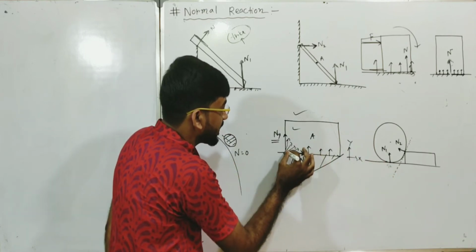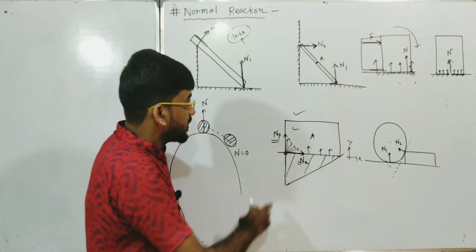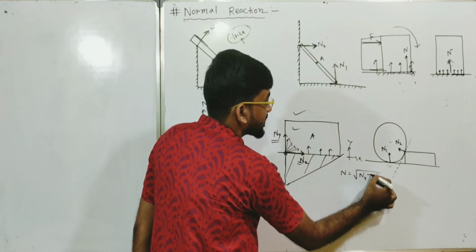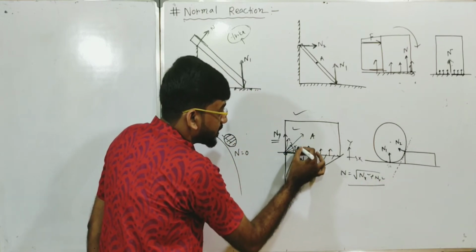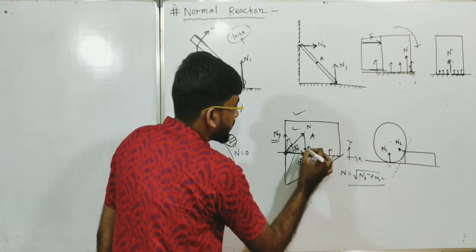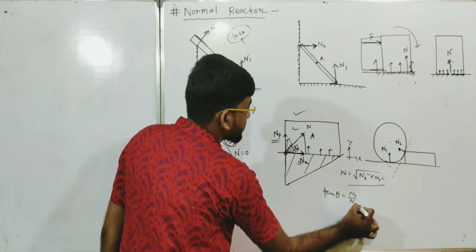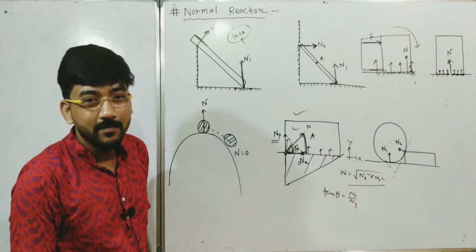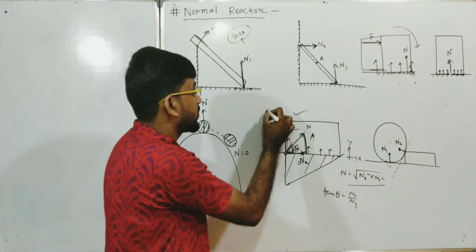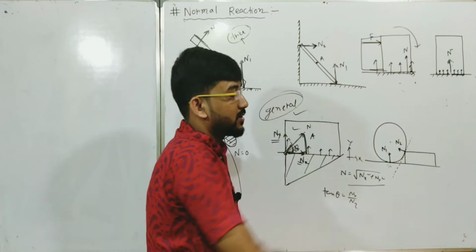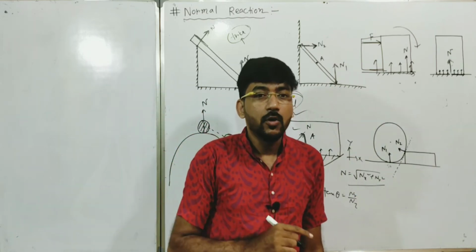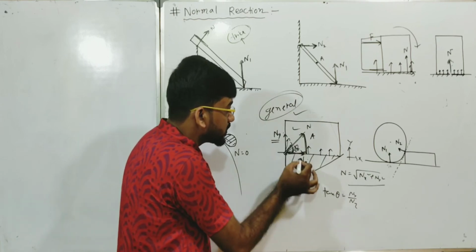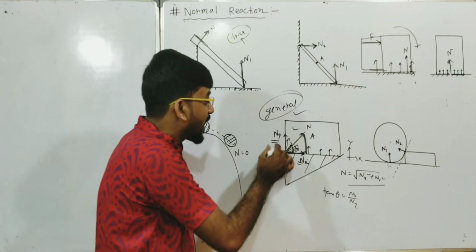So we can easily draw Nx and Ny, and if we can find Nx and Ny, then we can easily find the resultant N, that is N = √(Nx² + Ny²), and we can also find the direction. If this is the normal reaction N, with Ny and Nx as components and this angle theta, then tan θ = Ny / Nx, and we can easily find the actual direction of the normal reaction. This is the general method, because at any point, if you draw two perpendicular components of any force, you can find the resultant force in magnitude as well as in direction.